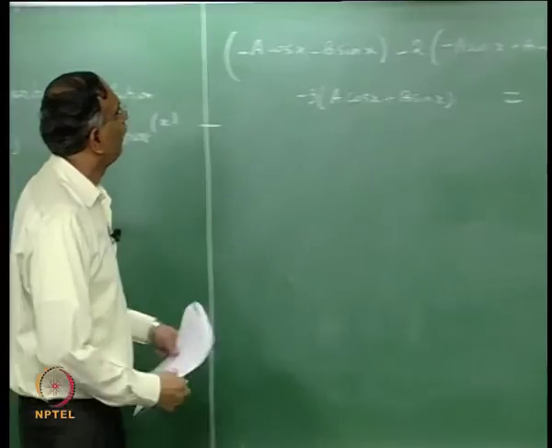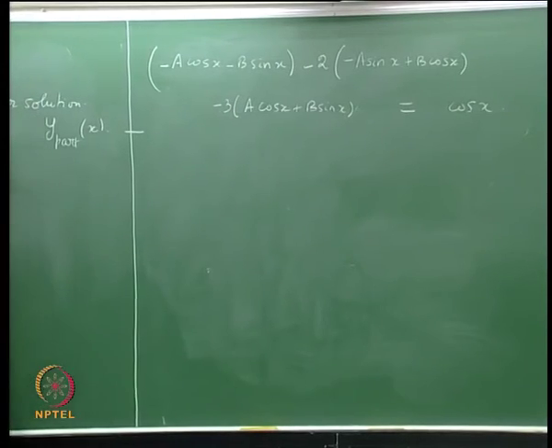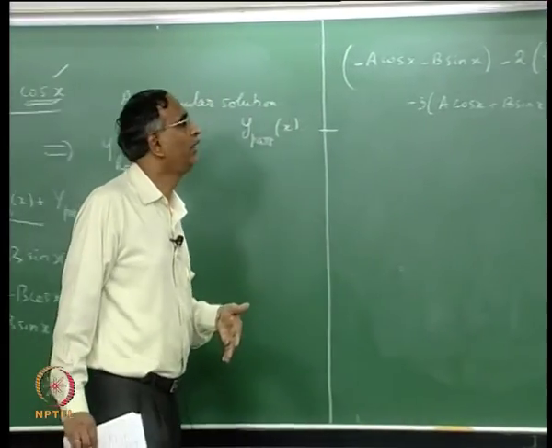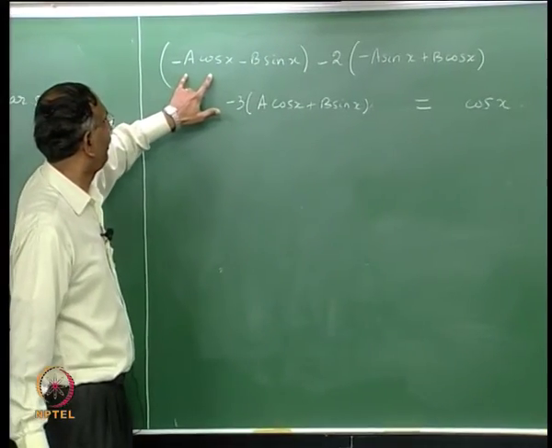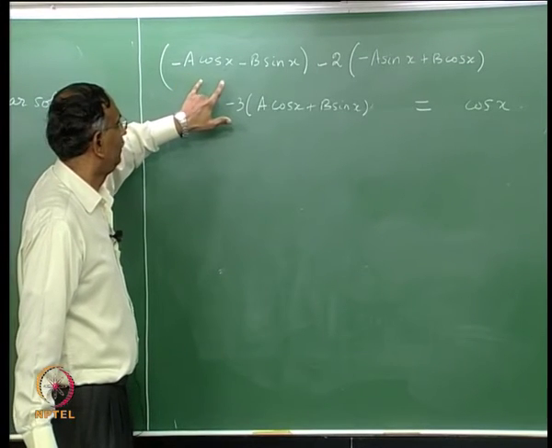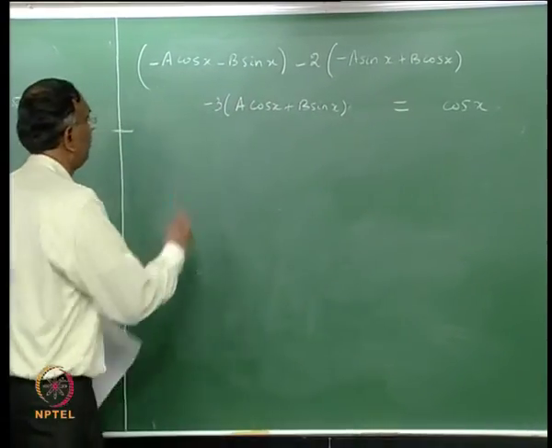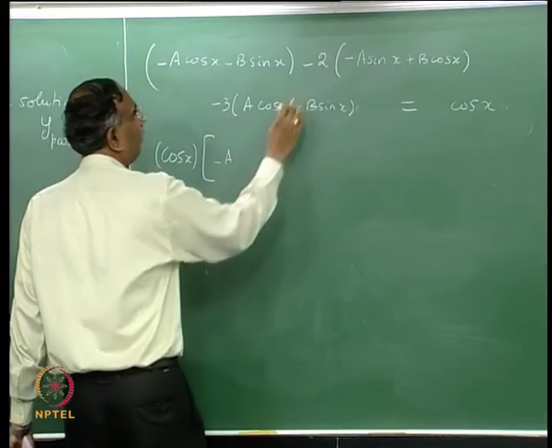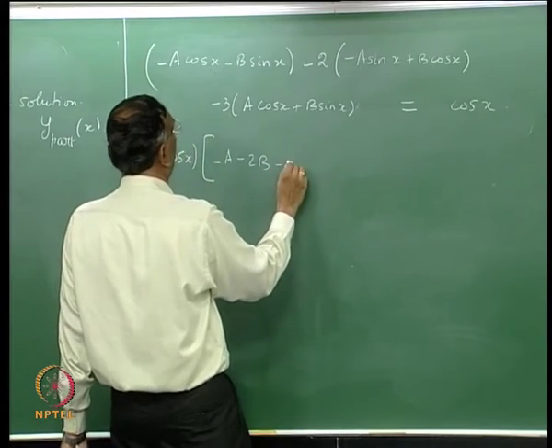So now you have two functions, cosine and sine, linearly independent of each other, because a cos x plus b sin x equal to 0 cannot be solved except for a equal to 0 and b equal to 0. So what you have is terms connecting the cosine x and terms connecting the sine x. If you collect all the cosine x coefficients, it's minus a, minus 2b, and minus 3a.